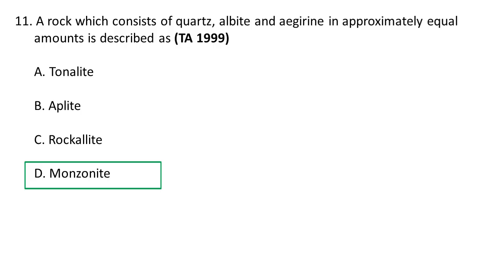Monzonite is a coarse-grained igneous rock which is made up of roughly equal amounts of potash feldspar and sodium plagioclase with minor amounts of quartz and other minerals. So D, monzonite, is the correct option.